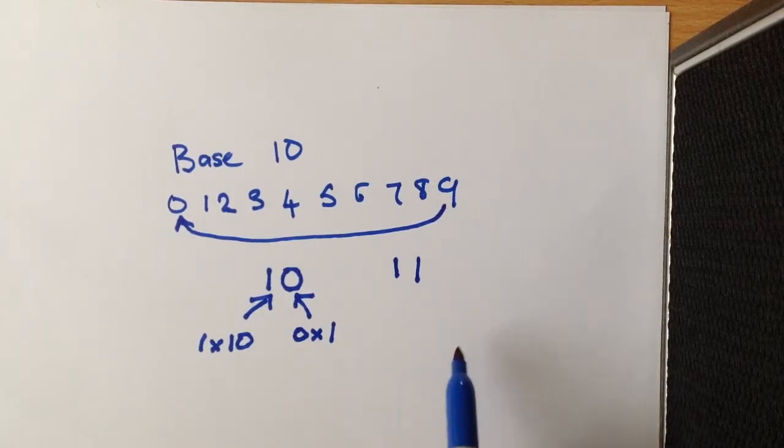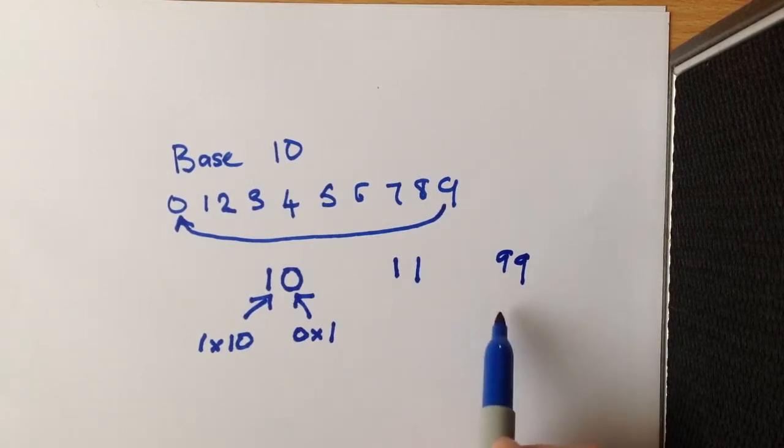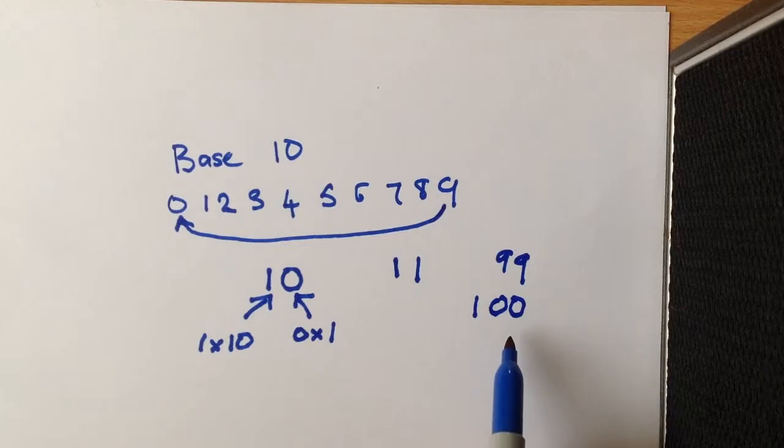We get to 99 and exactly the same thing happens again. We have to roll over both these to zeros and put a 1 down in front of it, which is worth 10 times as much as if it had been there, which is worth 10 times as much as if it had been there. And we've got hundreds, tens and units now.